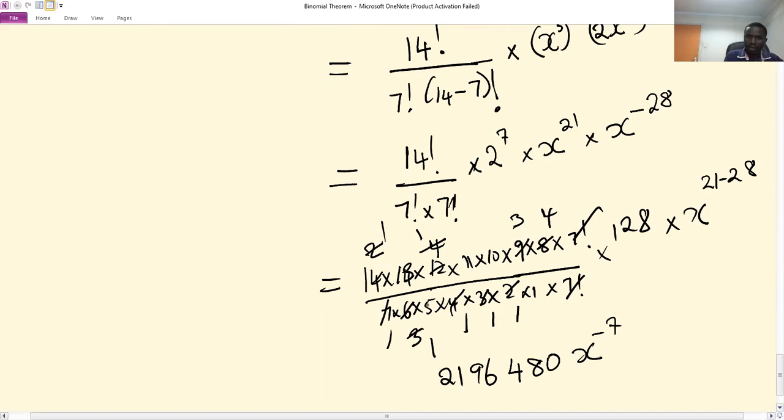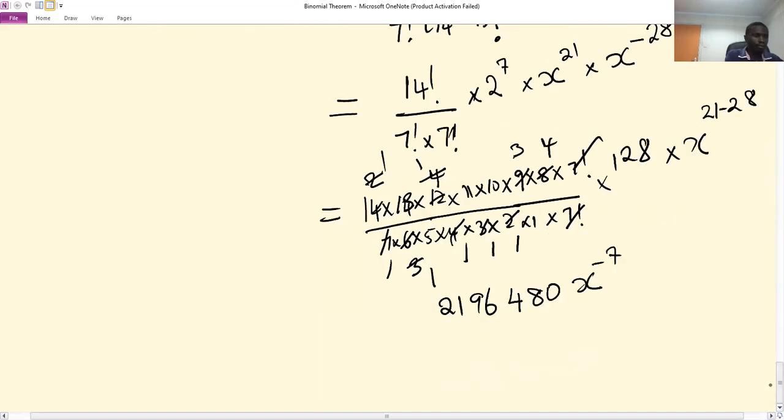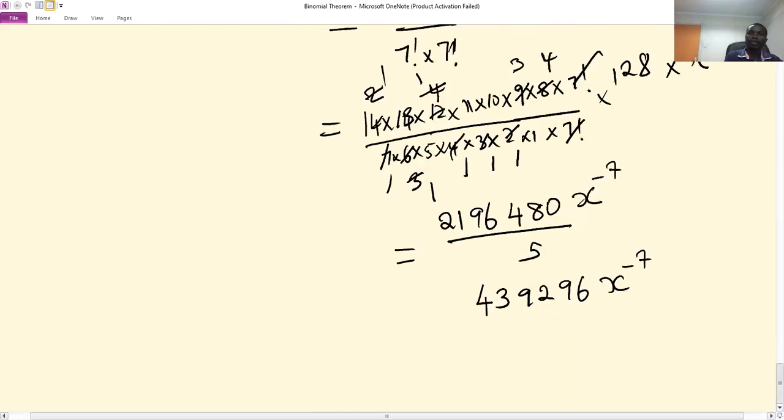Then there is a division by 5 here. So 21,96,480 divided by 5 gives you 4,39,296 x to the power minus 7, which can be written as 4,39,296 over x^7. So that's how we solve that problem.